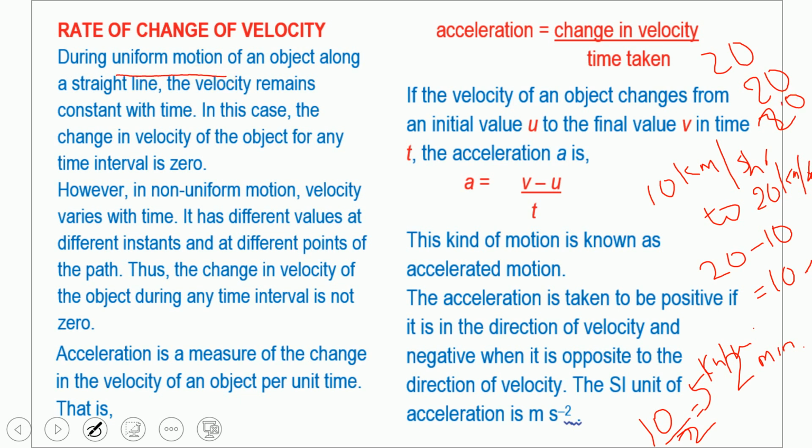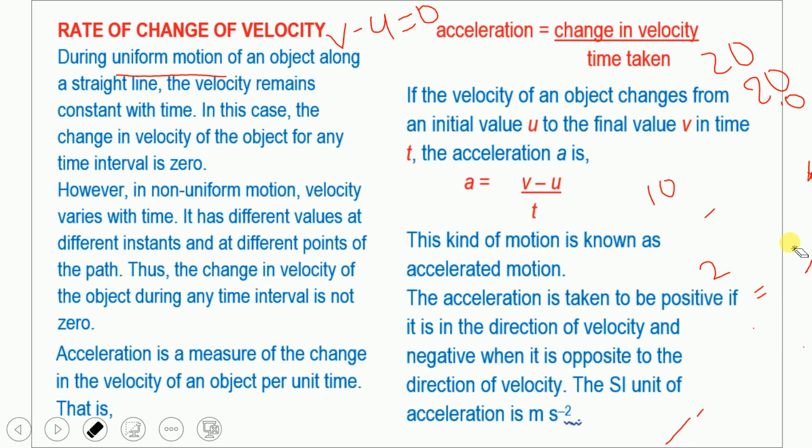You can see here uniform motion. What does uniform motion mean? You must understand that it is V minus U equal to 0. That is what uniform motion is. If V minus U is equal to 0, then we can say that it is of uniform motion. Okay, sure, children? Got it well?